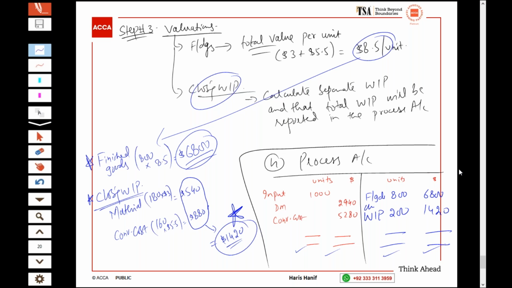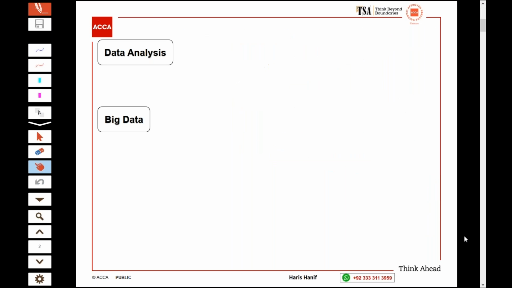Okay, now students, I'm going to the next slide, and the next slide is about forecasting and data analysis techniques. This is the data analysis. Now put up the heading of data analysis. What do you mean by the term data analysis?